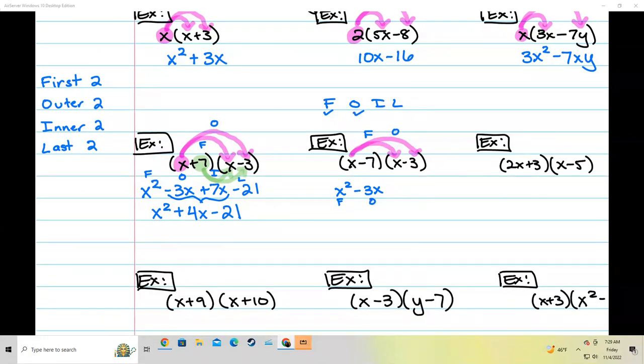My O is done, so I'm going to go with my I. I is for the inner two. The inner two are the ones on the inside, so that would be the negative 7 and the x. Those are the two numbers on the inside, so negative 7 times x gives me a negative 7x.